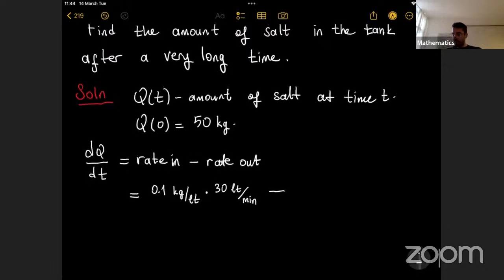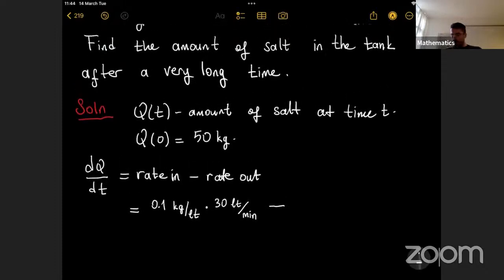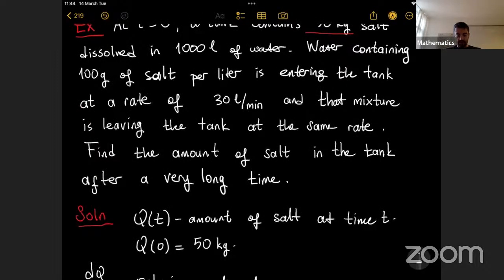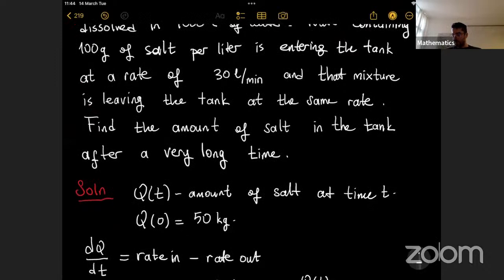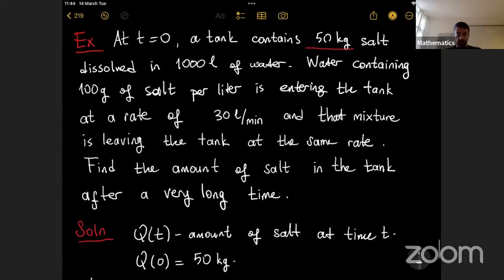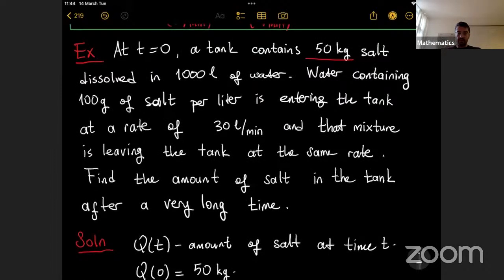So rate out is what? Well, we have Q(t) kilogram in the solution, and it flows out at the same rate. What is the rate here? It's 30 liters per minute. So it's going to be Q(t) over, what is the volume here? This is the concentration of the mixture flowing out. Q(t) is the kilograms, and the volume V(t) is what? It flows in and flows out.